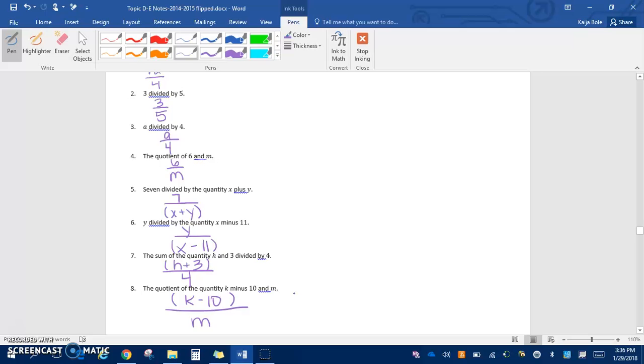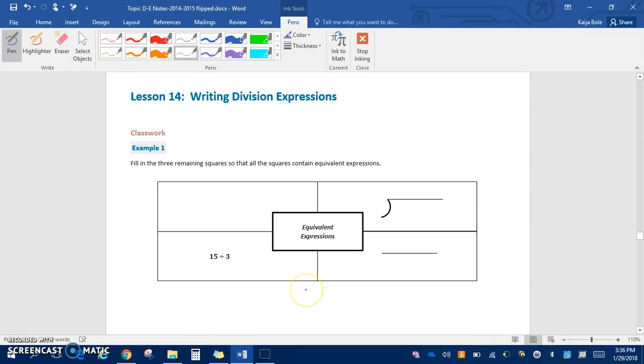Alright, but what we're going to do now is we're going to flip over to lesson 14. And again, we're just doing some more writing division expressions, but now we're using this graphic organizer. And every box in the middle will say equivalent expressions, so we're just showing that there's more than one way to write out division. So they gave us the numbers here in the first one. It's 15 divided by 3. So we could do the easy part first, right? We know to use the fraction bar. We'd have 15 over 3.